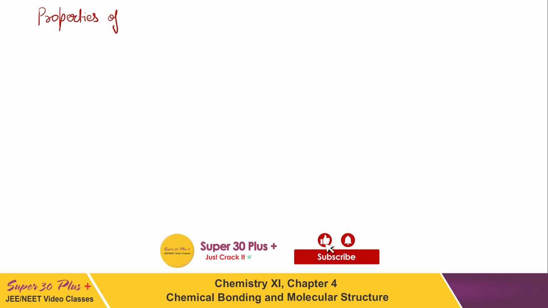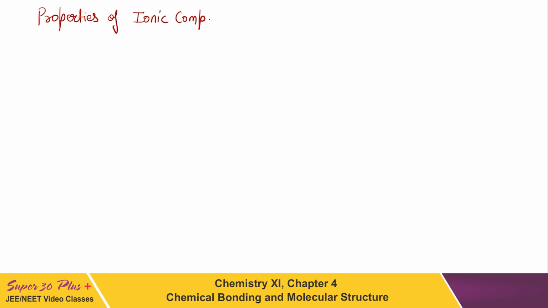Now we shall discuss some properties of ionic compounds. What properties do ionic compounds have? Here are the following properties of ionic compounds. Number 1, they have high melting point and boiling point in comparison to covalent molecules. Their melting and boiling points are pretty high.